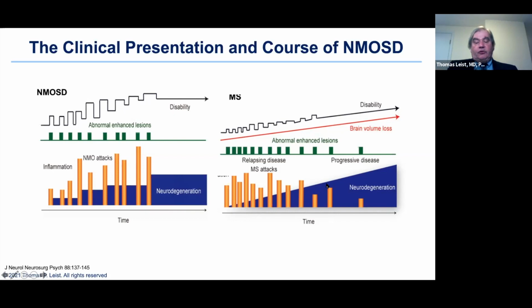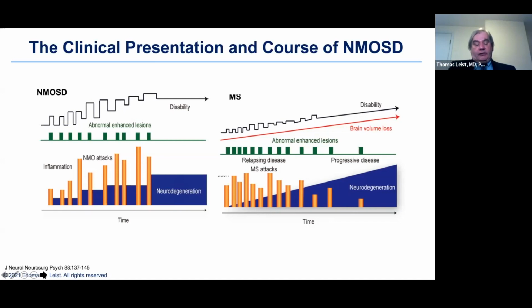In contrast to neuromyelitis optica, in MS sometimes we have worsening disability at the time when a patient no longer has a lot of attacks. We call this secondary progressive disease or progressive disease. And so there are clearly distinct manifestations in patients between these two conditions.